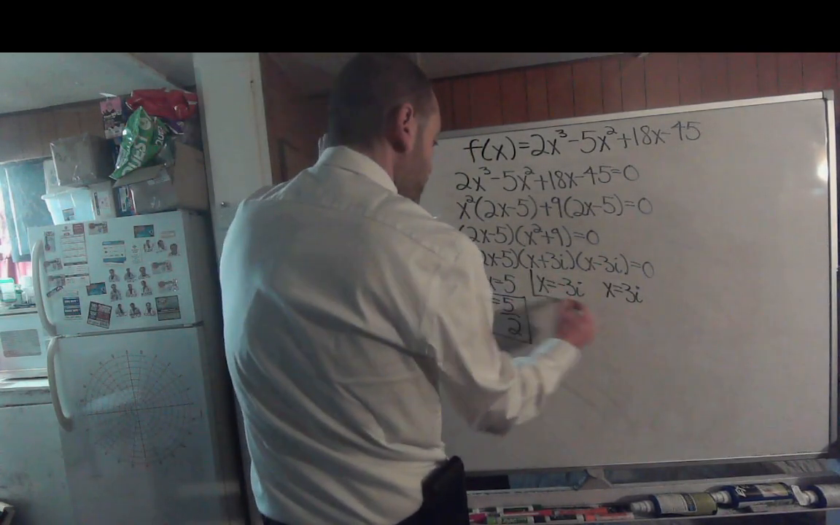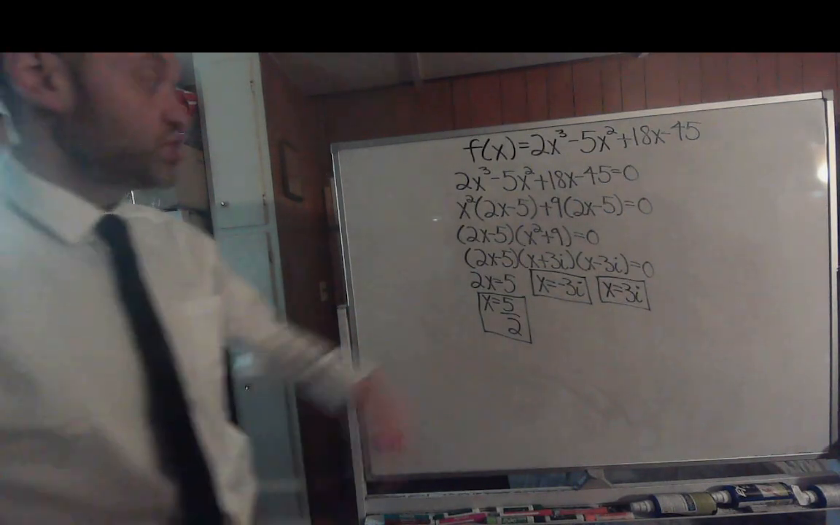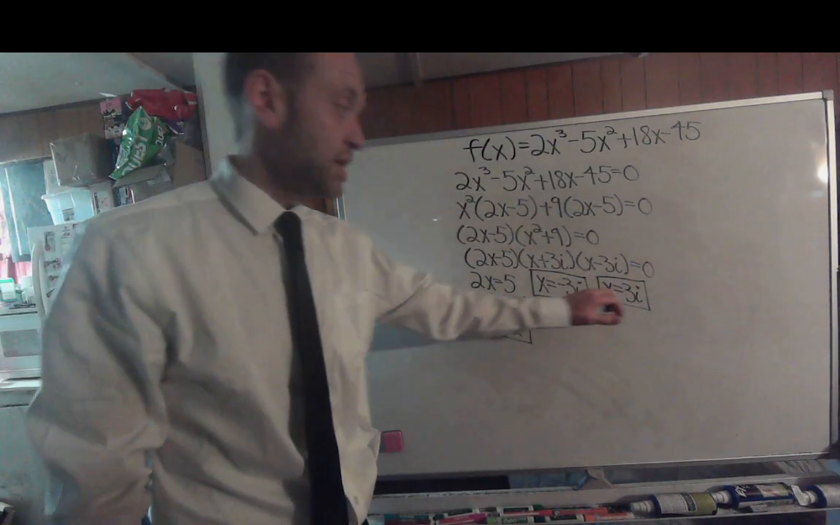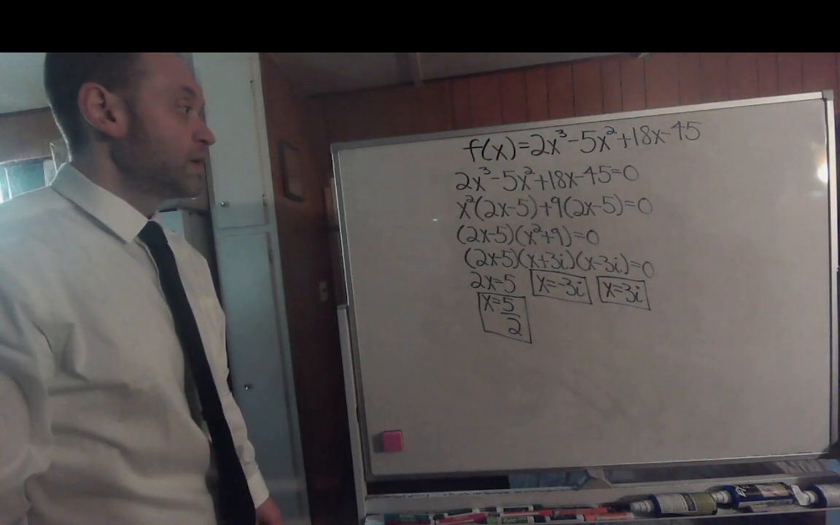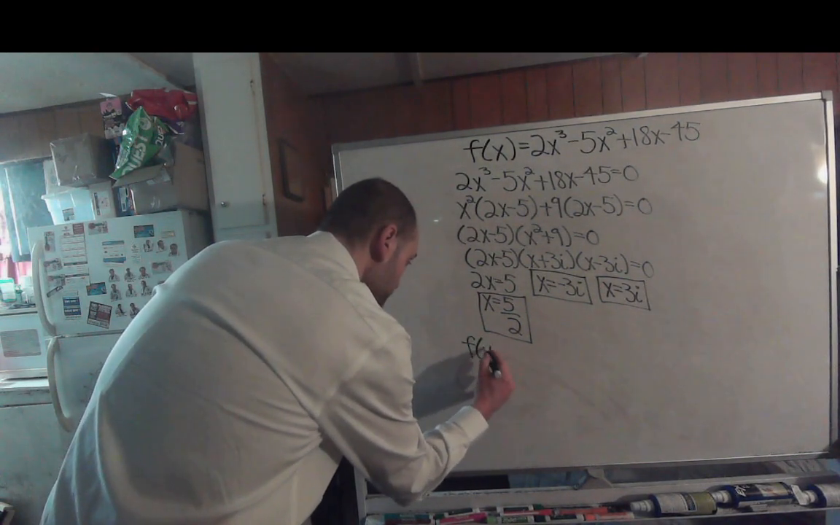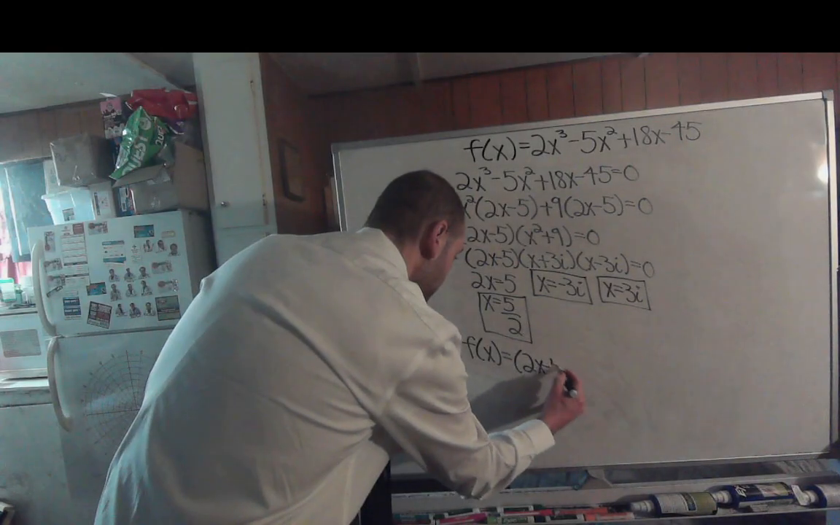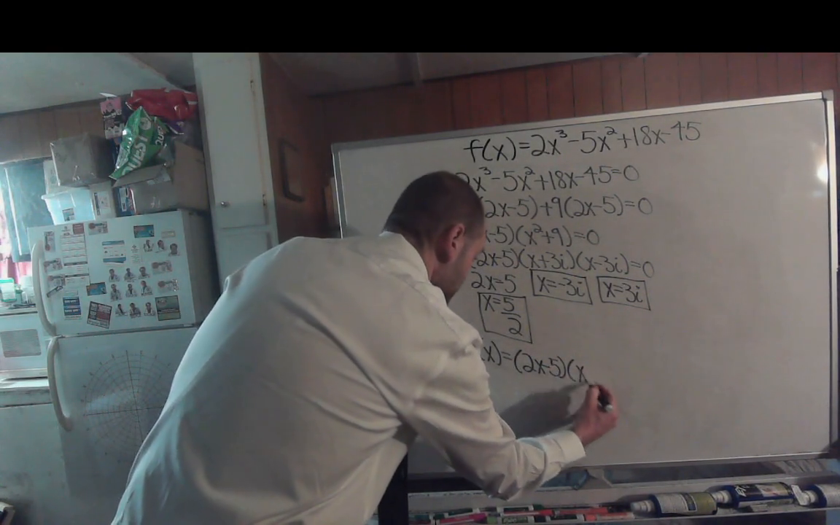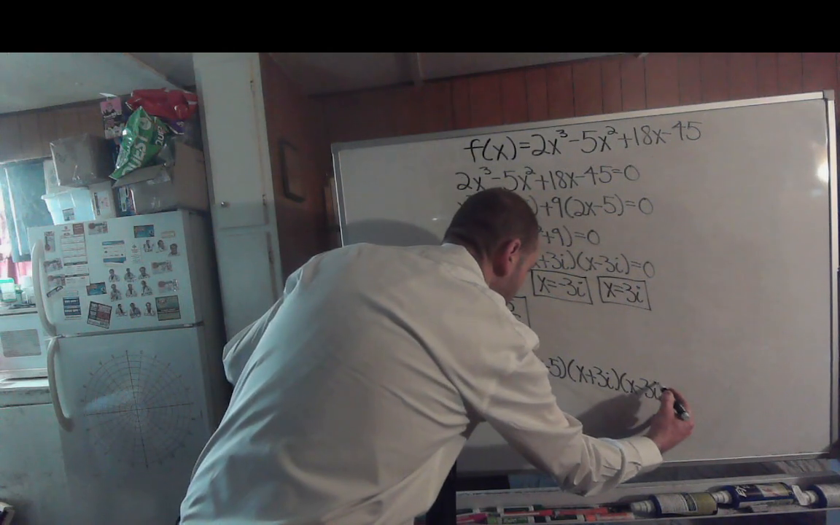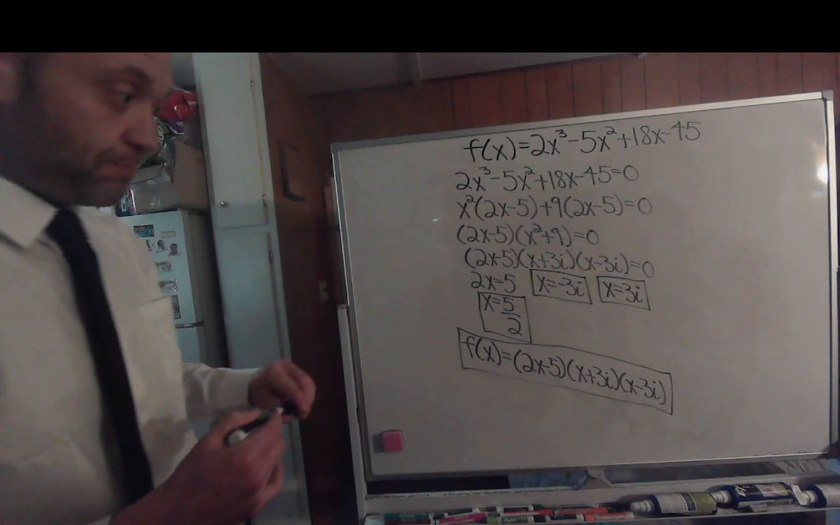So according to the fundamental theorem of algebra, this works. We have three solutions for a third degree polynomial equation: x equals 5 halves, and x equals both plus and minus 3i. And now we just write out the complete linear factorization: f of x equals 2x minus 5 times x plus 3i times x minus 3i. There's your complete linear factorization for this particular function.